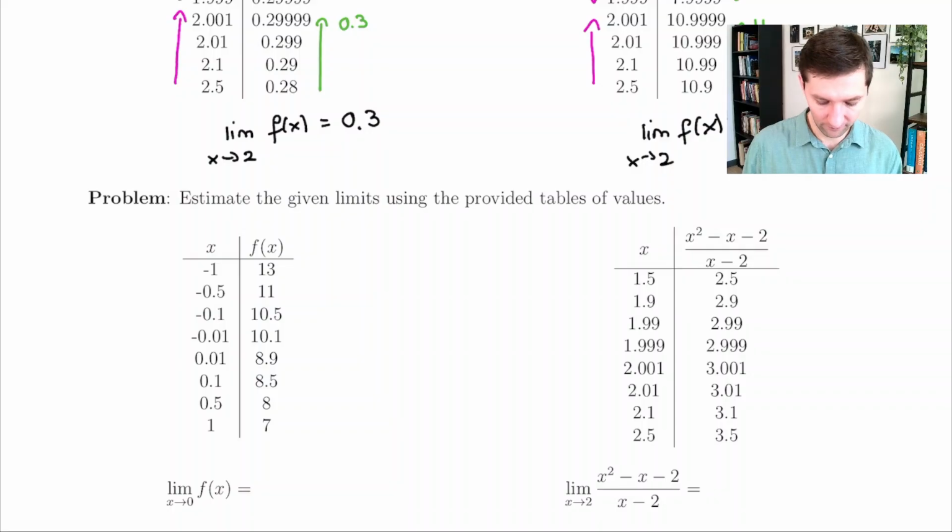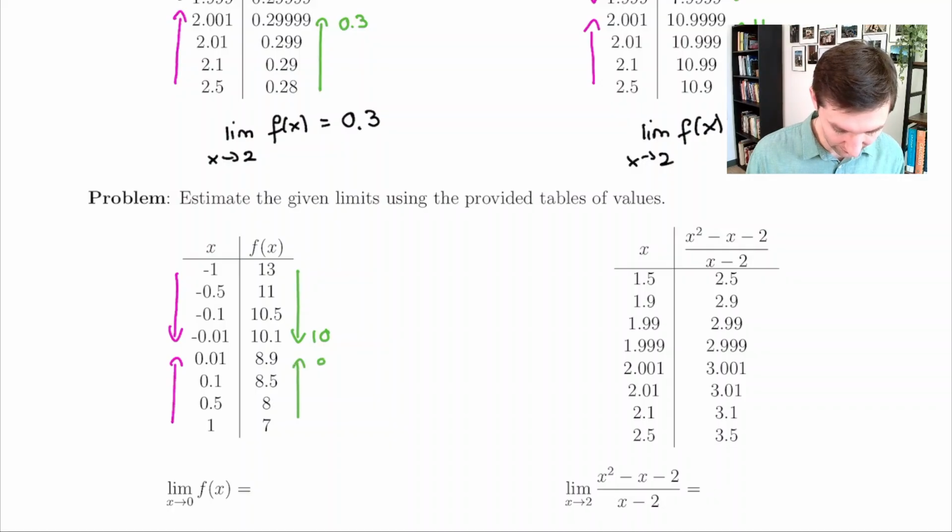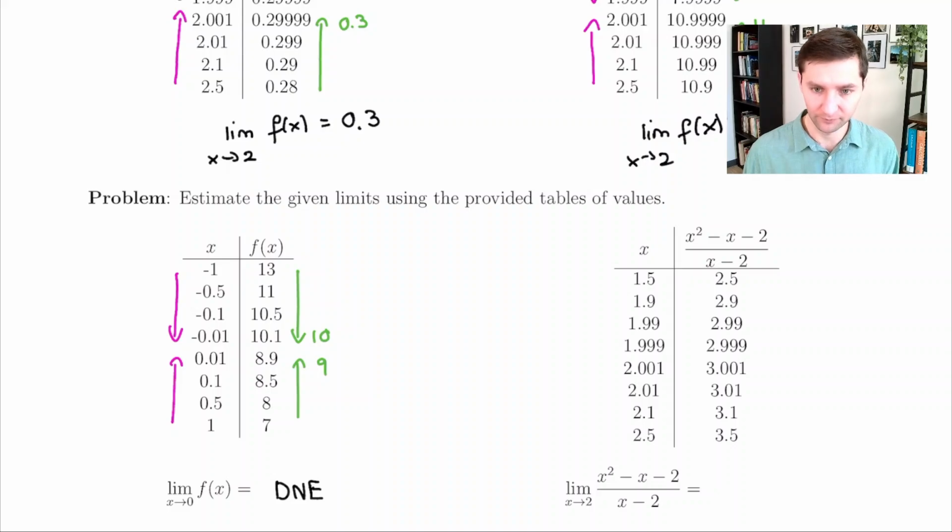Now, as the inputs get closer to 0 from the left, the outputs get closer to 10. As the inputs get closer to 0 from the right, the outputs get closer and closer to 9. Because these two values are not the same, we say that the limit does not exist.